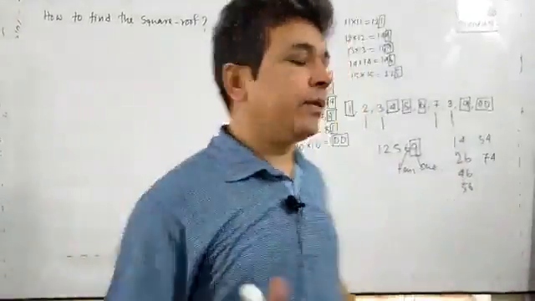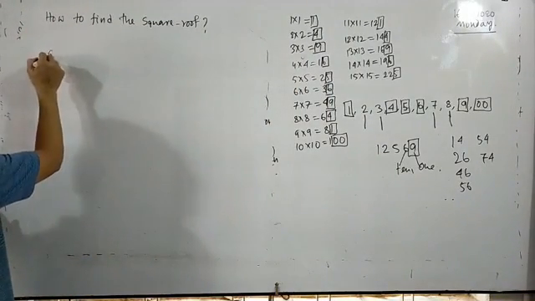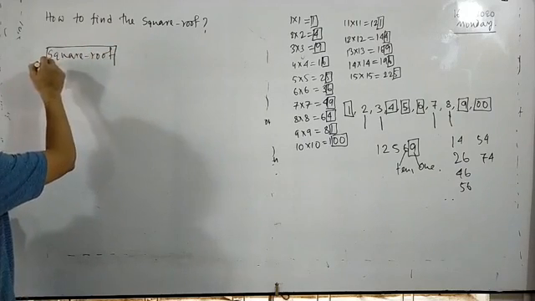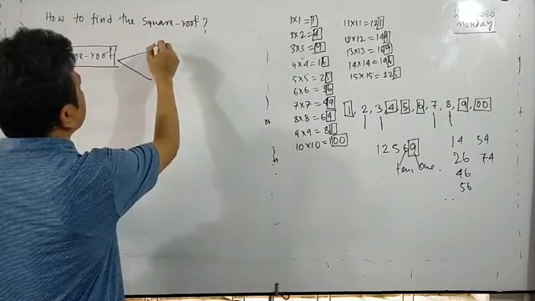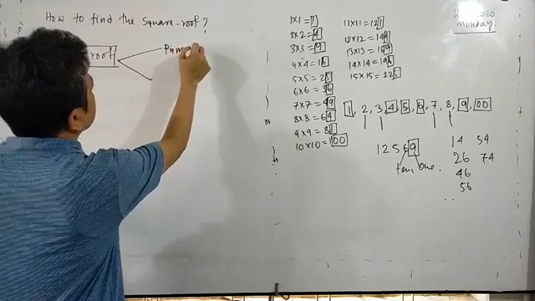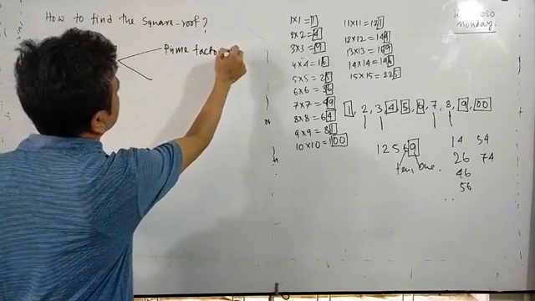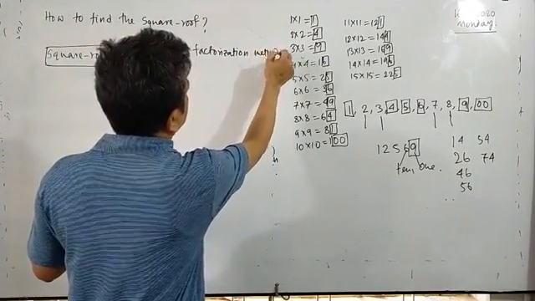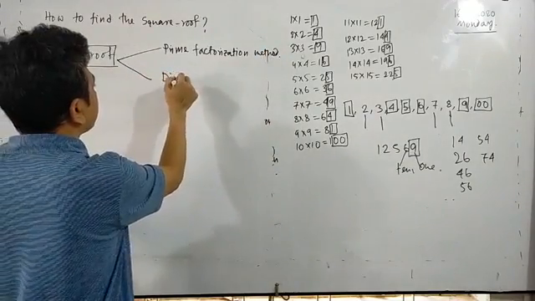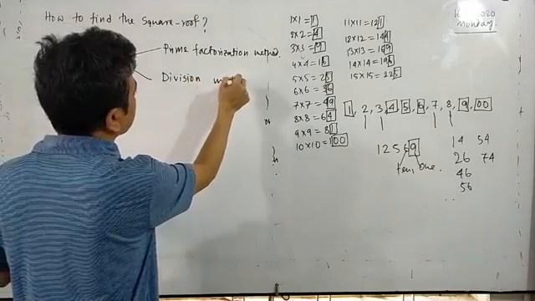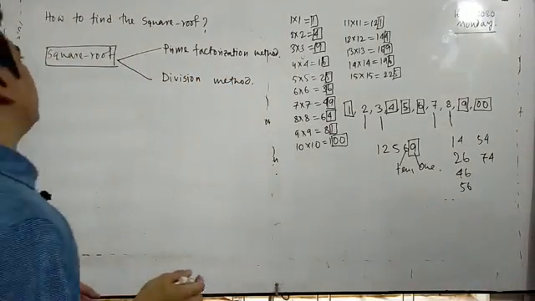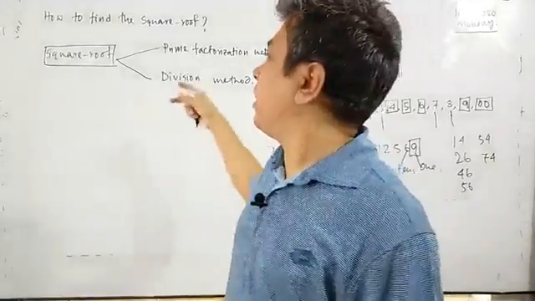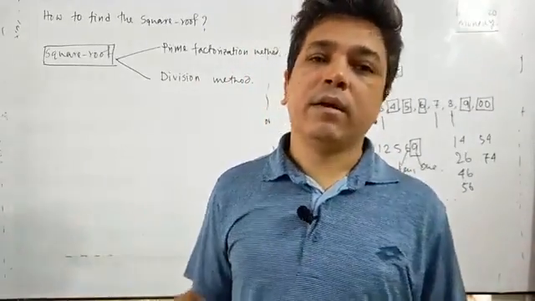Two ways we can find the square root. Square root we can find in two ways. First one, prime factorization method, and second, division method. We will apply both of these methods, and I will show you how to find the square root from any square number.